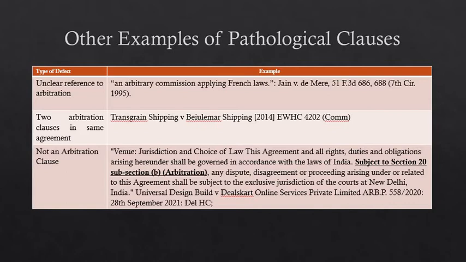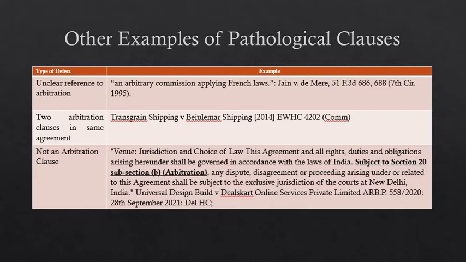Right. And then there is another example where the clause is not exactly an arbitration clause, but seems to be so. I'll just read it out for your convenience. Subject to section 20, subsection B, brackets arbitration, any dispute, disagreement, or proceeding arising under this agreement shall be subject to the exclusive jurisdiction of the courts at New Delhi. But then there is no section 20, subsection B in the agreement dealing with arbitration.